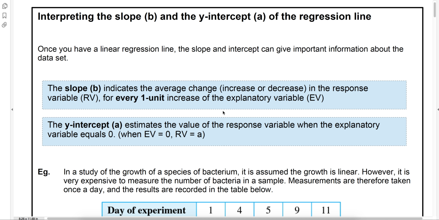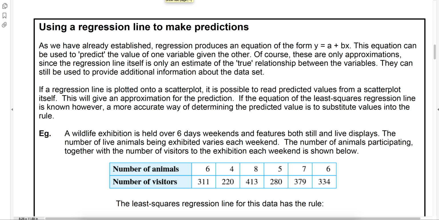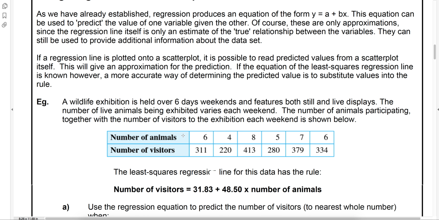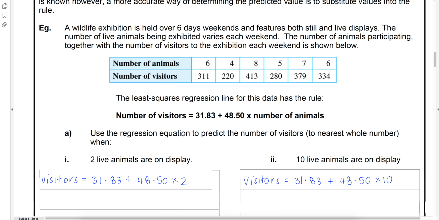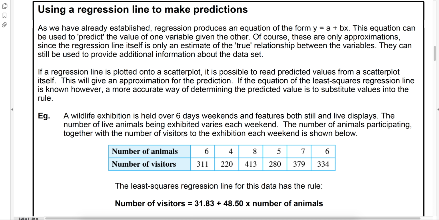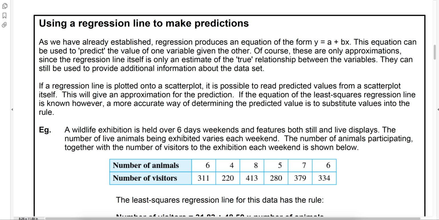First of all, we're going to be looking at interpreting the slope and the y-intercept of the regression line. That's the least squares regression line, the same one that we've been working on. That's just looking at the a and b values and actually describing what they mean. We're then going to have a look at making predictions using that rule or equation, y equals a plus bx, and obviously rounding to the appropriate number of significant figures or decimal places, and finding the RV given the EV or finding the EV given the RV.